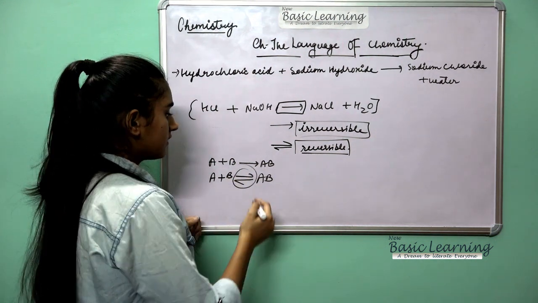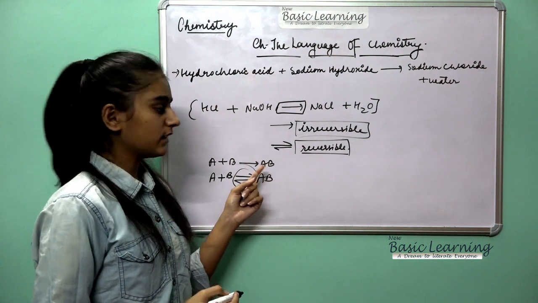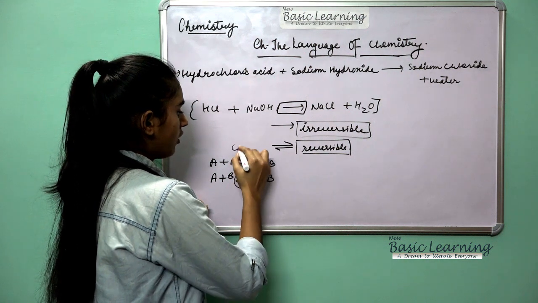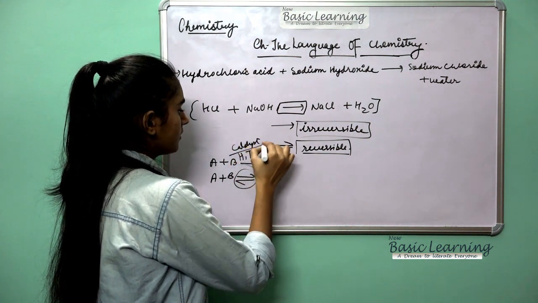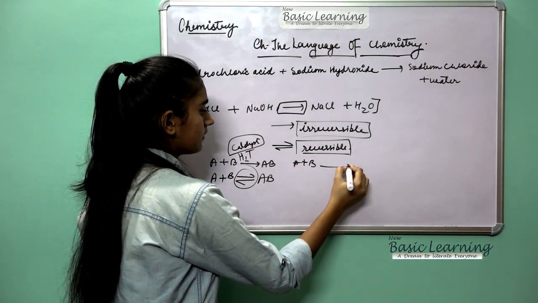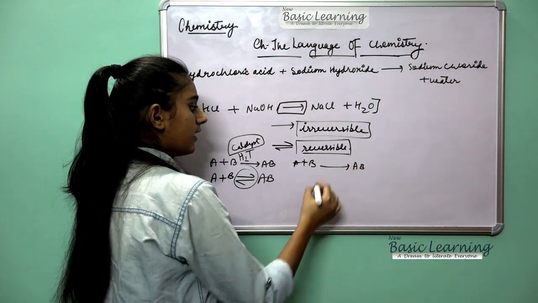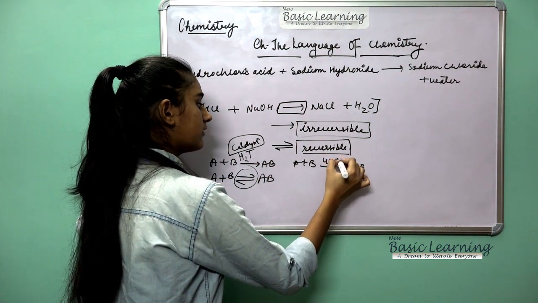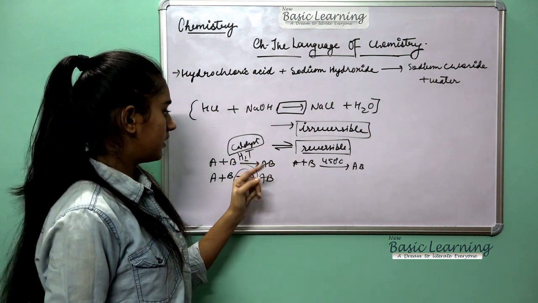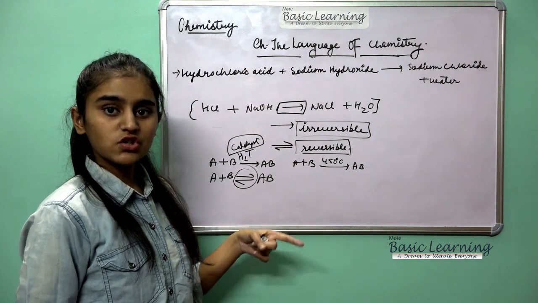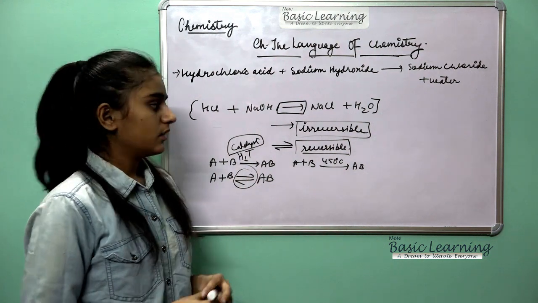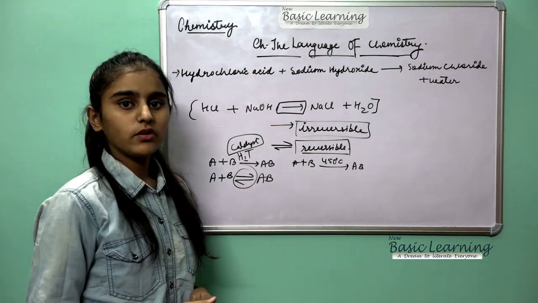Okay, and we can also add heat, temperature or catalyst here. So we write it here. Suppose A plus B gives AB at 450 degree Celsius. It is the degree at which it is giving. So this was the difference between this arrow and this arrow. Now we will do the equations.